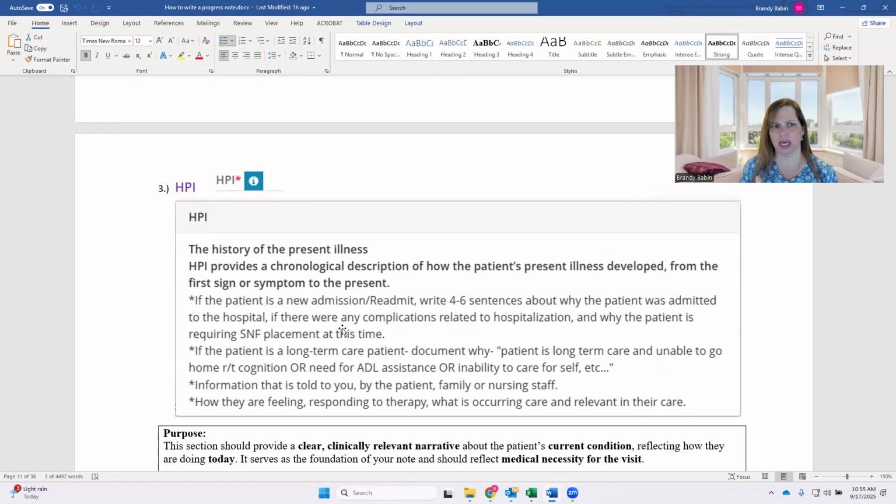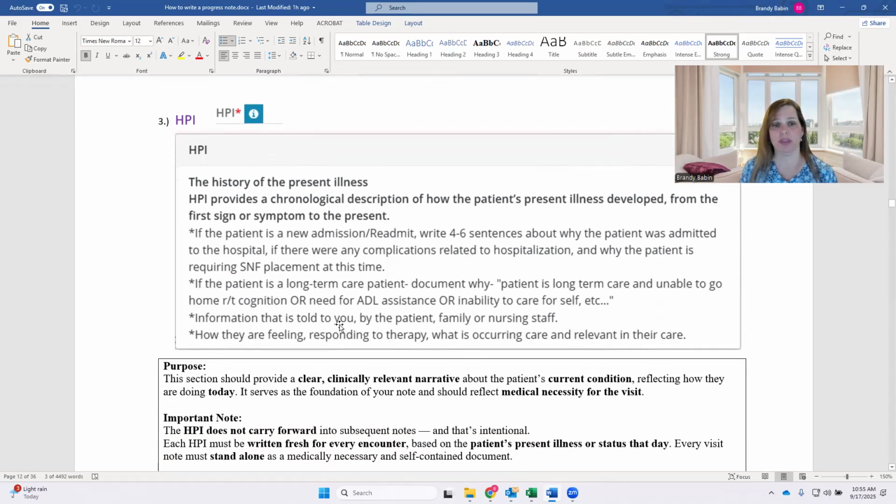One said patient lying in bed. The other one said patient resting without any new concerns. Neither of those are appropriate. Your HPI is what's going on right now. And if they're resting in bed, that is not a medically necessary visit to see. So what is going on with the patient?